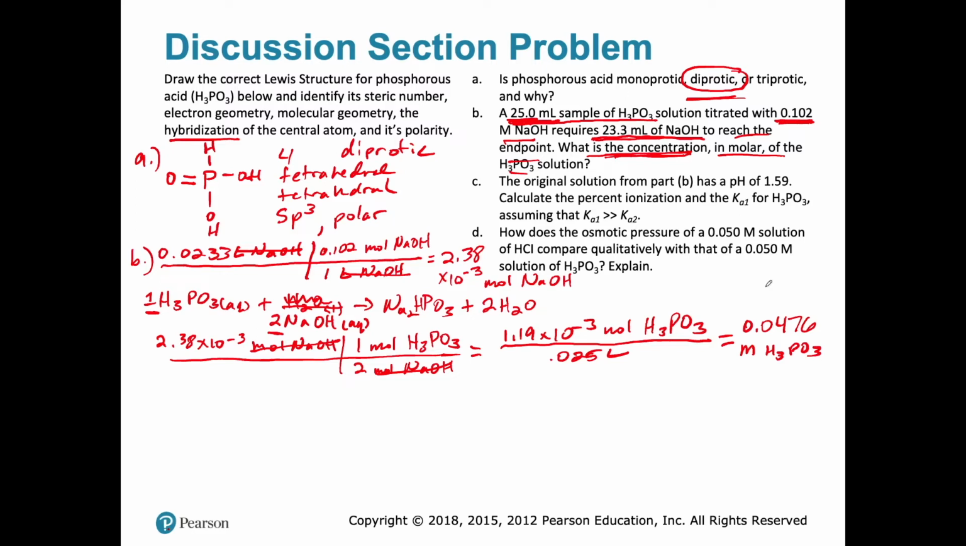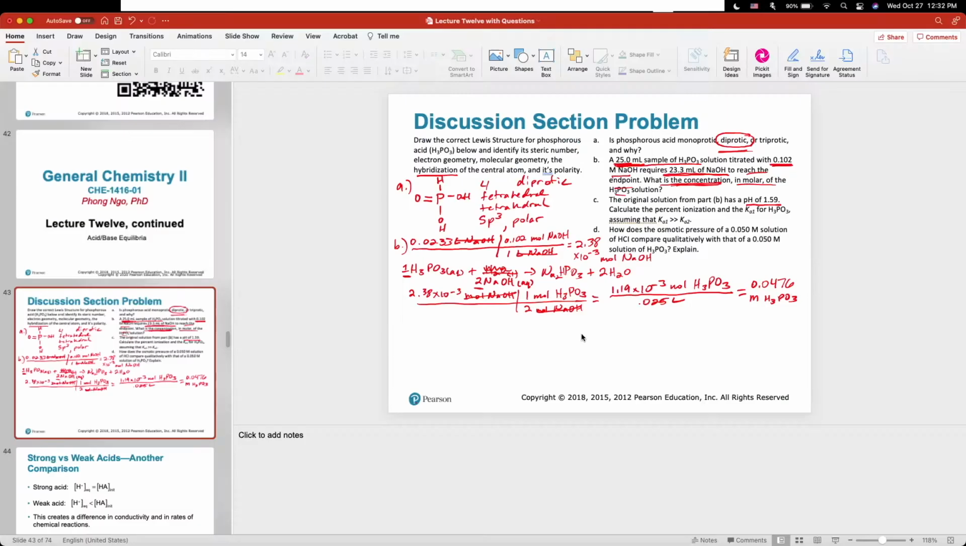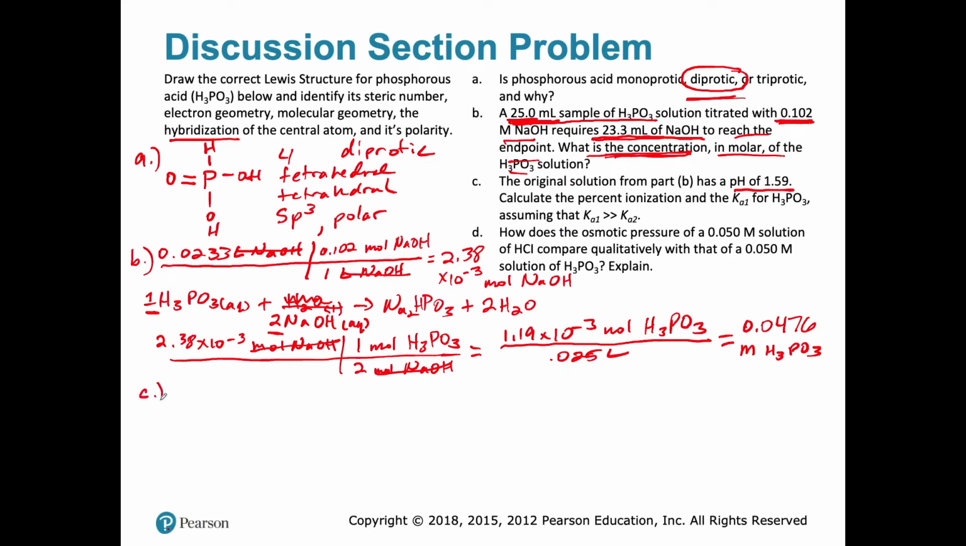Luckily for us, we were given the pH of 1.59. What can we do with that that will be helpful? Since it's given us the pH, you know that the negative log of the hydronium ion concentration gives you the pH. So to get a hydronium ion concentration, you just take 10 to the negative pH. We know from the last lecture that hydronium ion concentration is equal to 10 to the negative pH, okay?